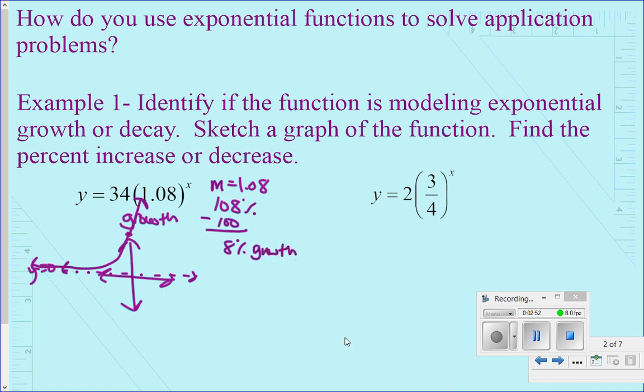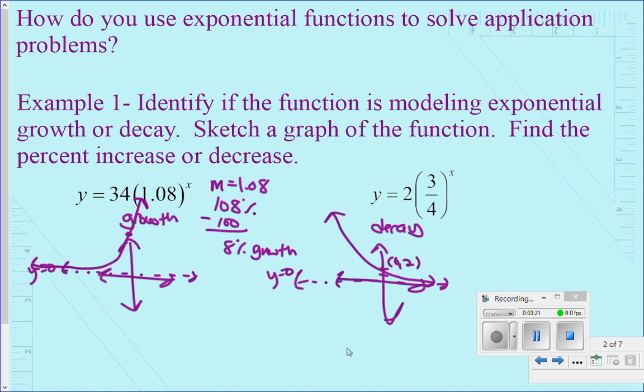Okay, so now we're going to do the same thing with this one. So the 3/4 is less than 1, so that tells me decay. A sketch. Again, I can see the horizontal asymptote is 0 because there's nothing there on the end, so y equals 0. And y-intercept 0, 2. And I know that this is decay going down. So through that point and getting close to the horizontal asymptote, the sketch is going to look something like that.